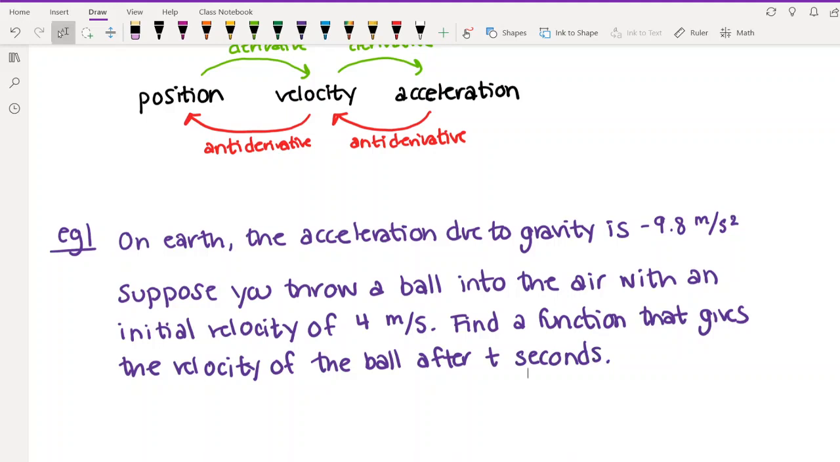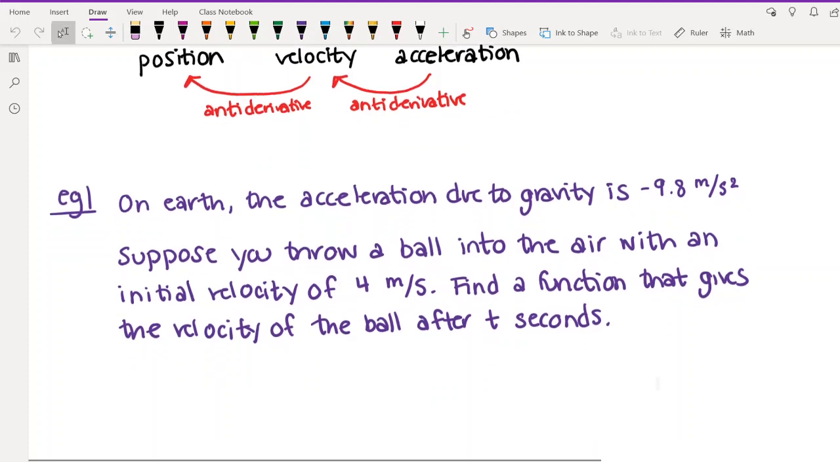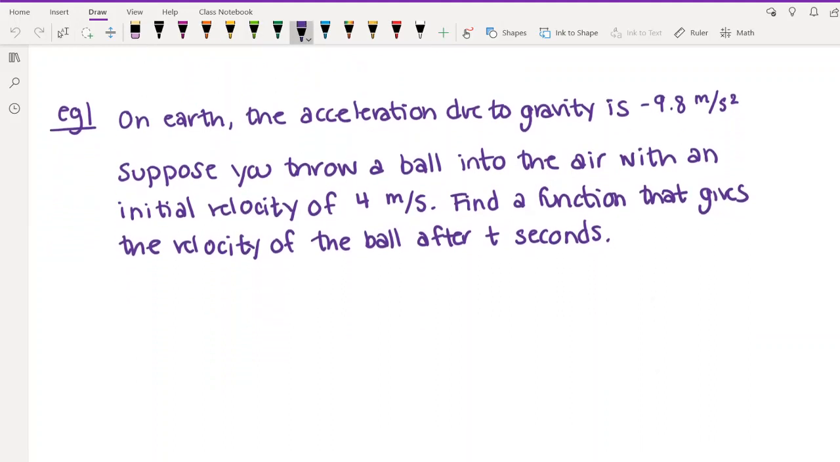The way that we're going to come up with this is we're going to use the fact that the acceleration due to gravity is going to be our acceleration function. We're assuming that there's no other acceleration going on in this problem. So we can say that the acceleration function is a of t, and maybe I'll switch colors here to show that this is where we're starting the work. So a of t is equal to negative 9.8. So it's a constant acceleration. The acceleration due to gravity of the Earth is always negative 9.8 meters per second squared.